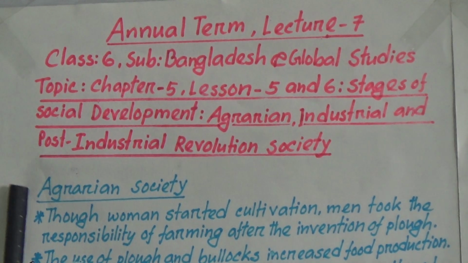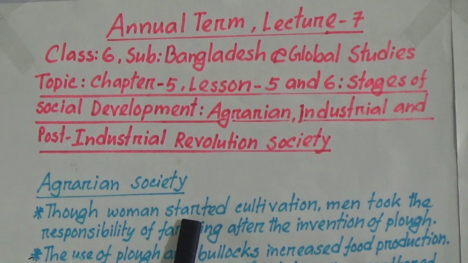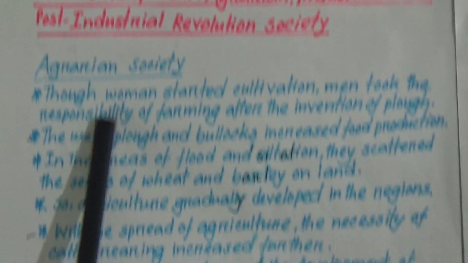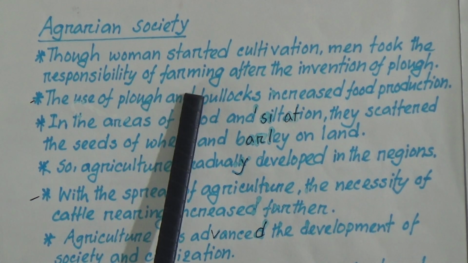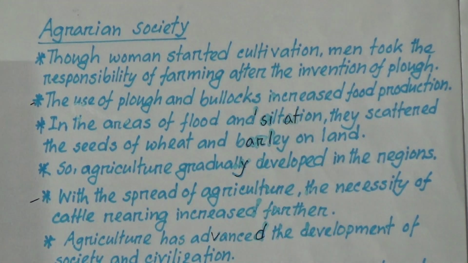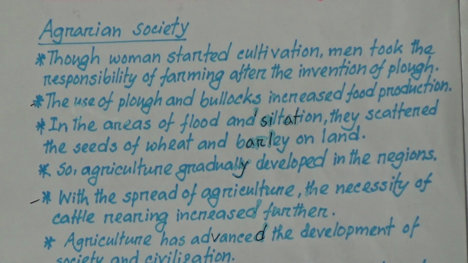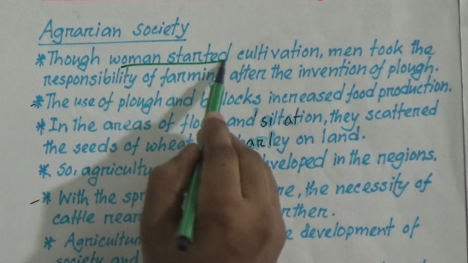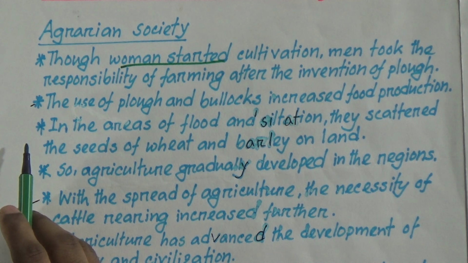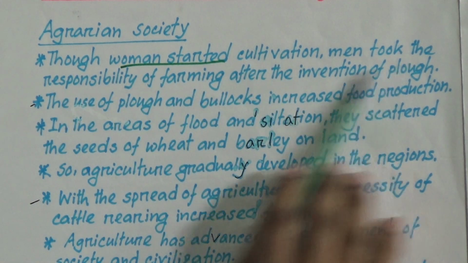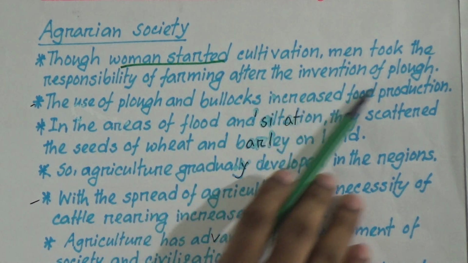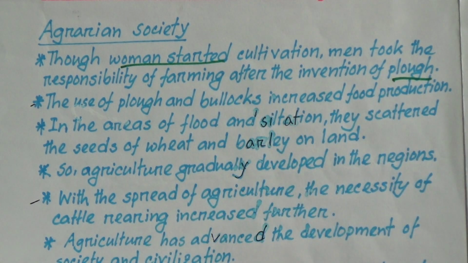So the first one, agrarian society. Though women started cultivation, men took the responsibility of farming after the invention of the plough. So this is very important. Women started cultivation, we learned in the last class. So though women started cultivation, men took the responsibility of farming after the invention of the plough. Okay.